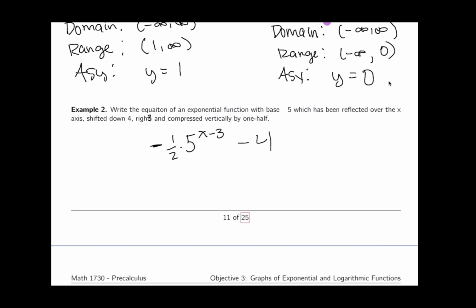This is an exponential function with base 5. It's been reflected over the x-axis. It's been shifted down 4. It's been shifted right 3. And it's been compressed vertically by 1/2.